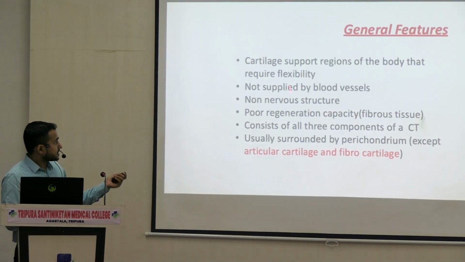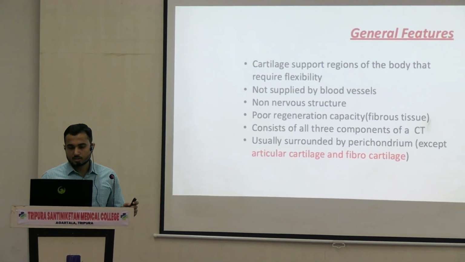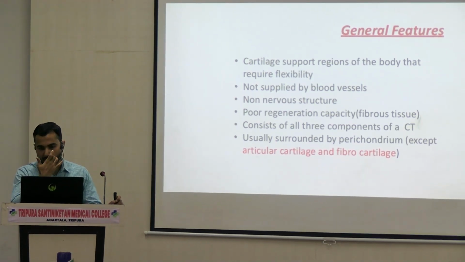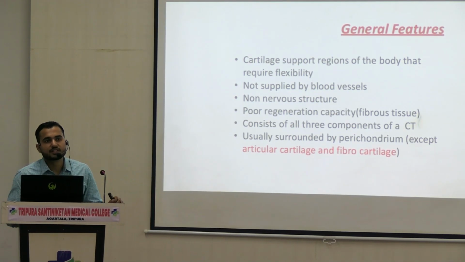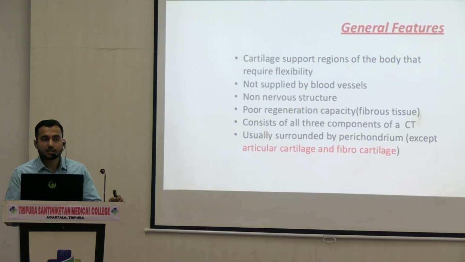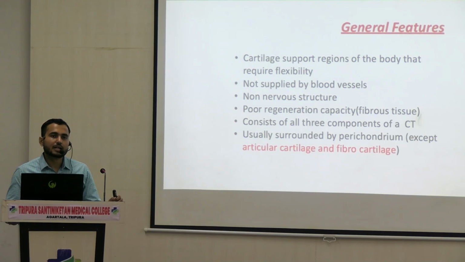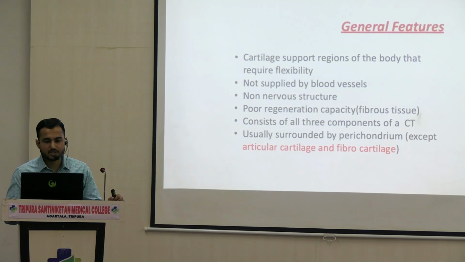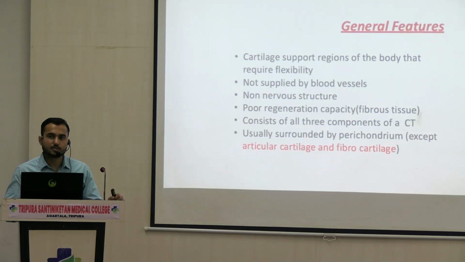Next, here you can see these are the general features of the cartilage. First of all, it provides support. Along with that, it provides flexibility also. Very important. Next, the cartilage is avascular in nature. That means it doesn't have any blood supply. Next, no nervous structure. That means it is not supplied by nerve. That means blood vessels are not there. It is not supplied by nerve.